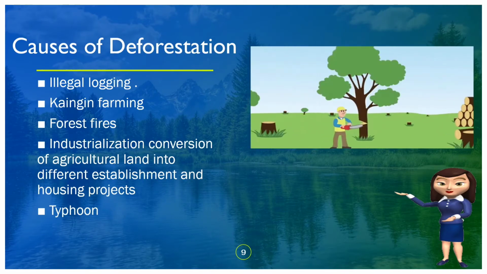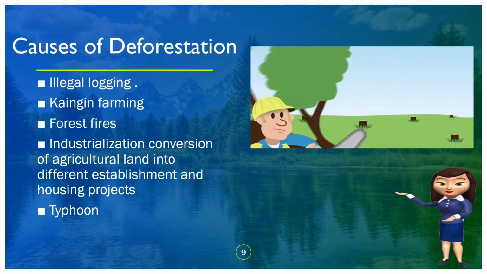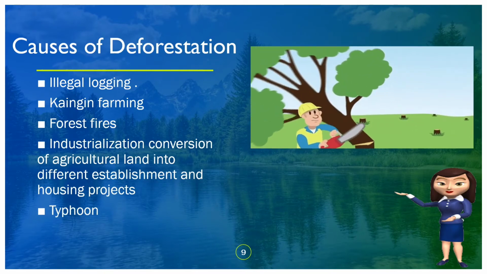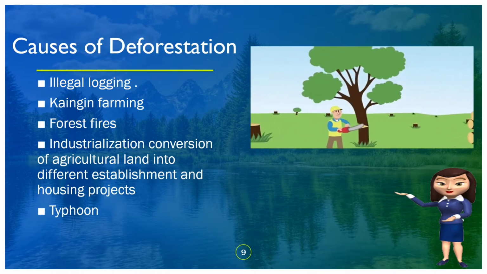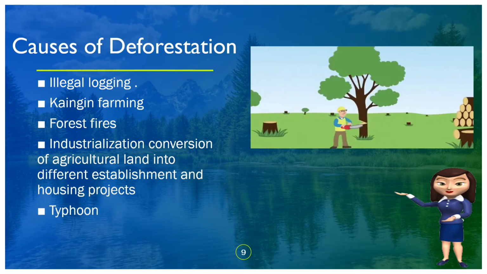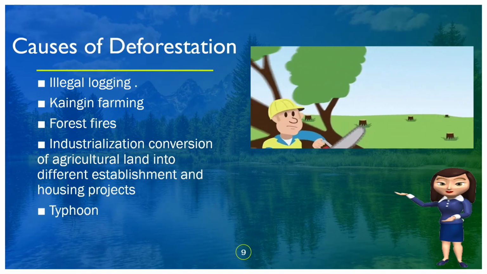Causes of deforestation. We have illegal logging, kaingin farming, forest fires, industrialization, conversion of agricultural land into different establishments and housing projects, and typhoons.